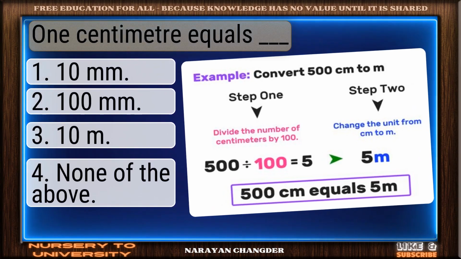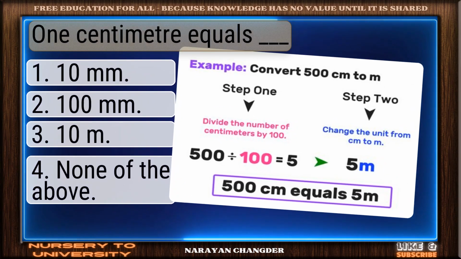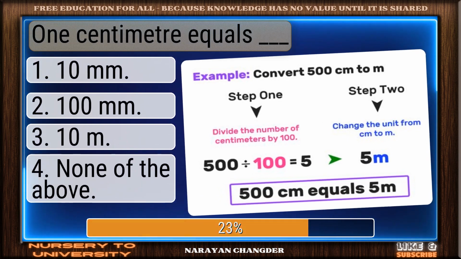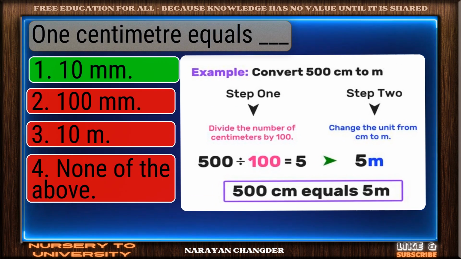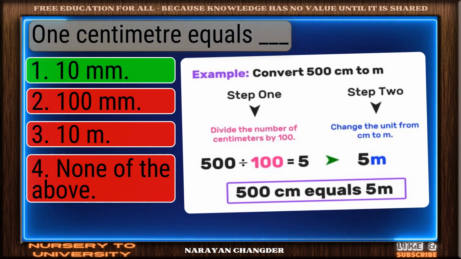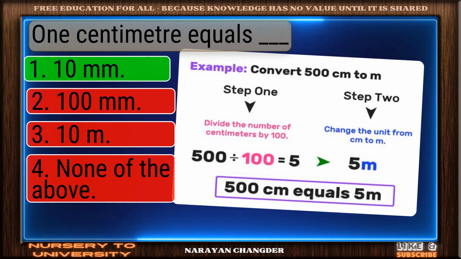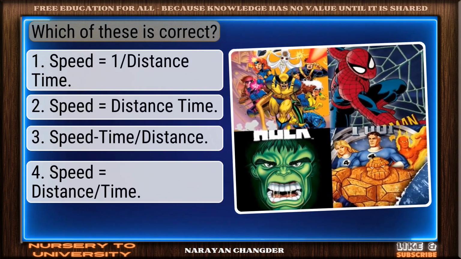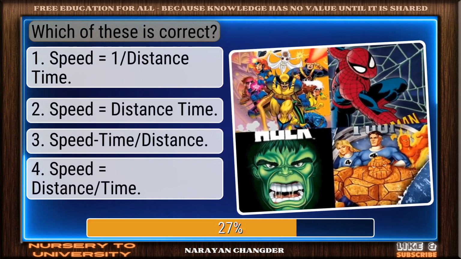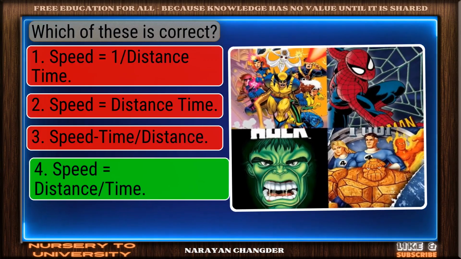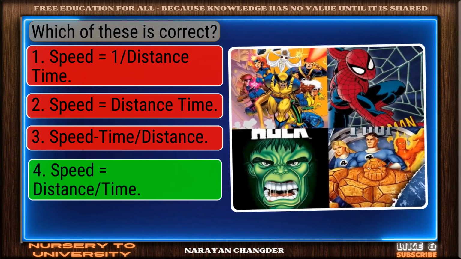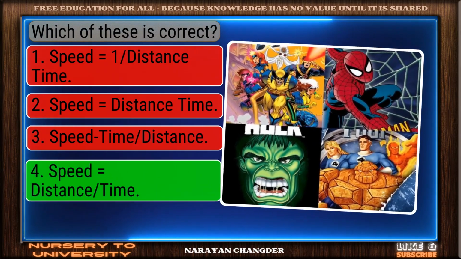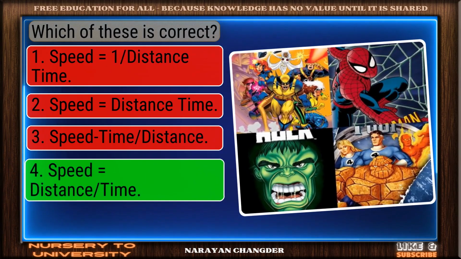Question number 240. 1 centimeter equals dash. Right again. 10 mm is a valid answer. Question number 241. Which of these is correct? Excellent. Speed equal to distance by time is a brilliant choice.